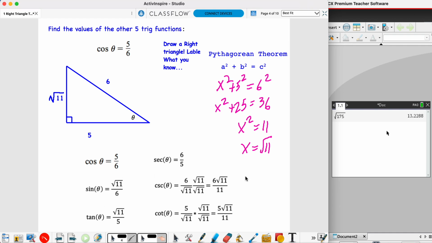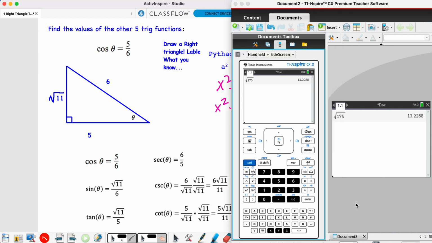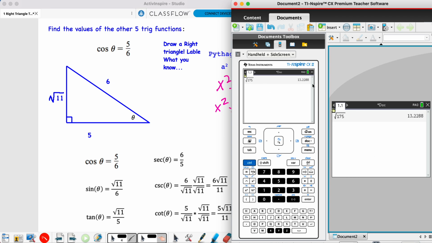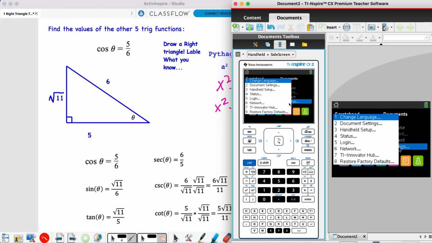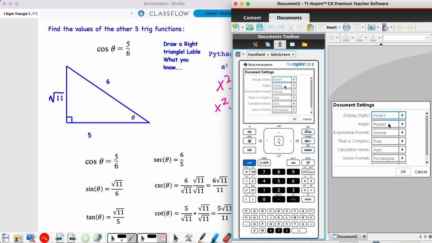Okay, so before we move on to our next piece, I want you to take out your TI Inspire calculator and do one quick check for me, okay? So you're going to be on just like a calculator page, that's fine. Go ahead and press the home button. And now we're going to change a setting. So we're going to go to settings. You're going to click 5 or click settings. You're going to go to document settings.